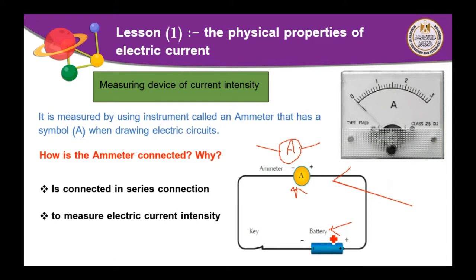Why is ammeter found in the electric circuit? To measure electric current intensity. You know the way of connection, and we know the function of ammeter in the electric circuit. Its function is to measure electric current intensity. Way: in series connection.